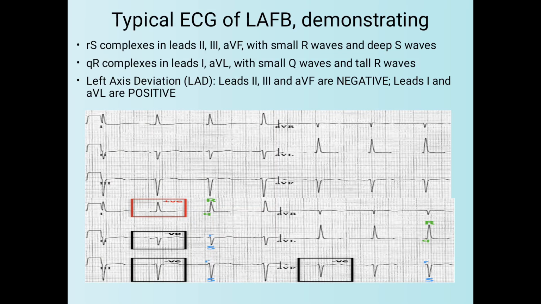This is a typical ECG of left anterior fascicular block demonstrating RS complexes, that is small r and big S, in lead 2, 3 and AVF, and QR complexes in lead 1 and AVL. We can see a small Q wave and tall R wave in lead 1 and AVL. In the left axis deviation, lead 2, 3 and AVF are negative and lead 1 and AVL are positive.